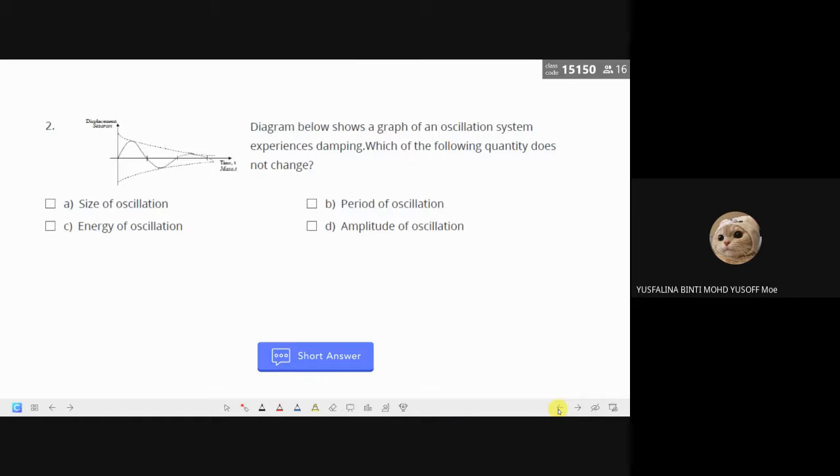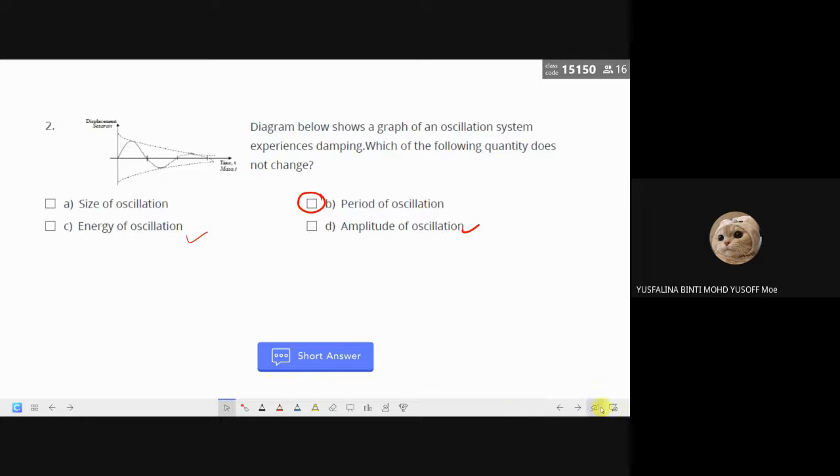Okay, so it says here the diagram below shows a graph of an oscillating system experiencing damping. Which of the following quantities does not change? So here we know the amplitude is decreasing, but the period and the frequency are the same. So the answer should be B. Period or frequency must be the same. Amplitude and energy will change. Amplitude and energy will decrease because the amplitude actually represents the energy. So the answer should be B.